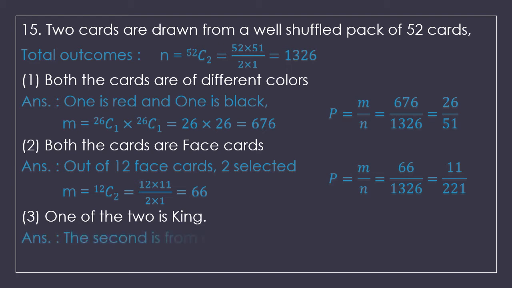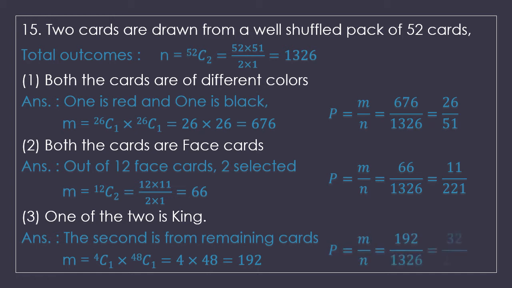So the second is from the remaining, and therefore favorable outcomes are one king out of 4 cards and one card out of the remaining 48 cards. 4 into 48, that is 192, and the probability will be 192 upon 1326. Simplified, it is 32 upon 221. So that was question number 15.